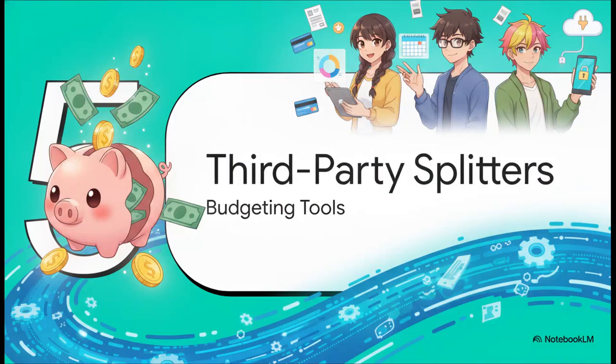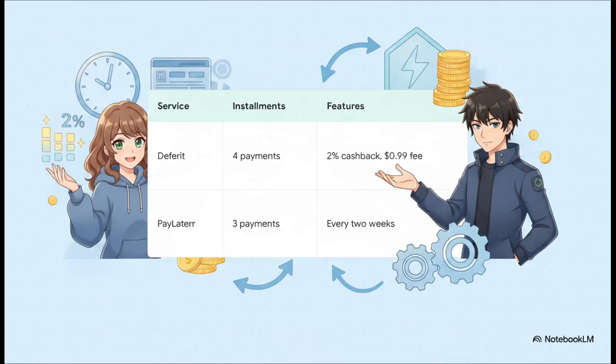Let's look at Section 5, Third-Party Payment Splitters. Now, if you need a little extra breathing room in your budget this month, independent third-party services can actually help break your bill down. For instance, a service called Defer It allows you to split the bill into 4 installments over a few weeks, and they even offer 2% cash back. Just note, that one does require a monthly membership and a 99-cent fee. Another option out there is Pay Later. They essentially settle your OPPD bill up front, and then you repay them in 3 installments every 2 weeks. They're basically acting as a middleman to give you some flexibility.